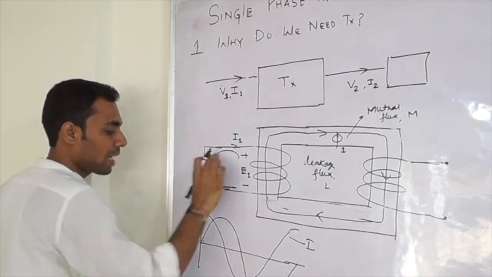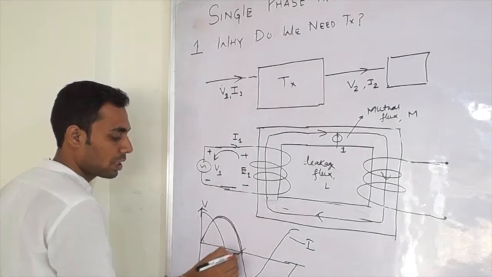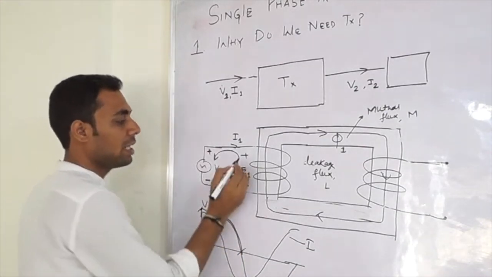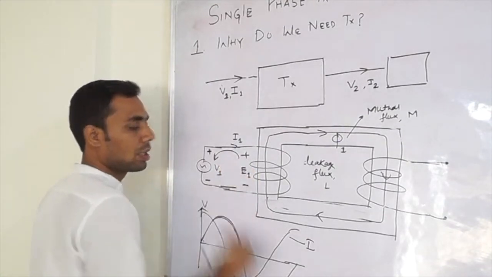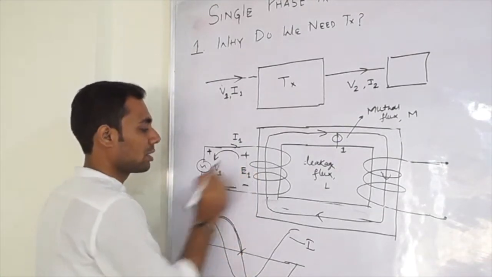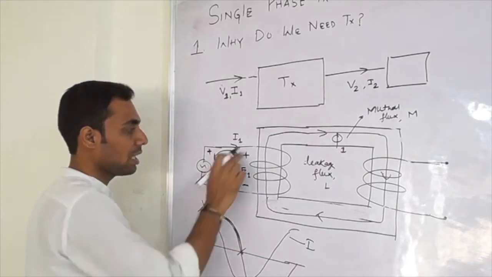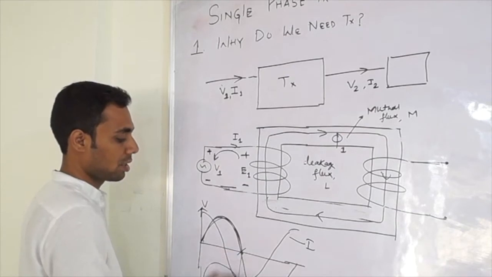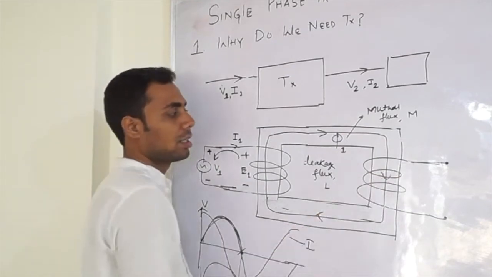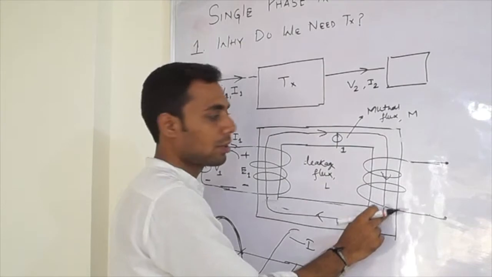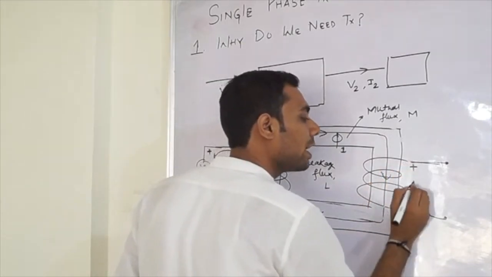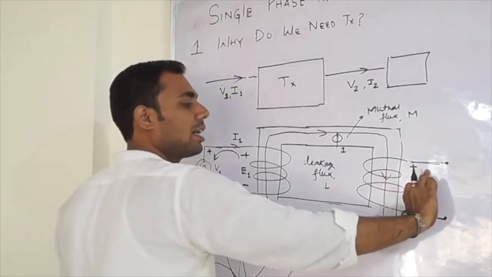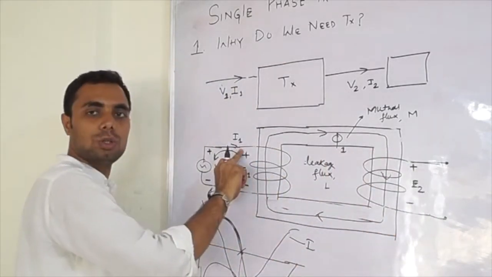So for the positive cycle of the voltage, when this terminal is positive and this terminal is negative, the induced EMF polarity will be like this. If the voltage is changing like this, the induced EMF will also be changing like this. What is happening here? The same flux is linking the secondary, so here also an EMF is induced. We are calling this the secondary induced EMF and this the primary induced EMF.